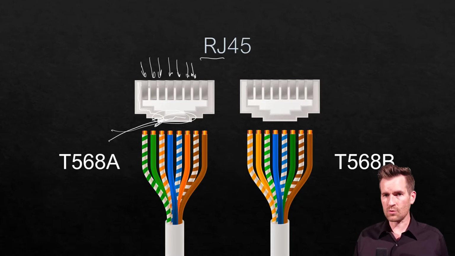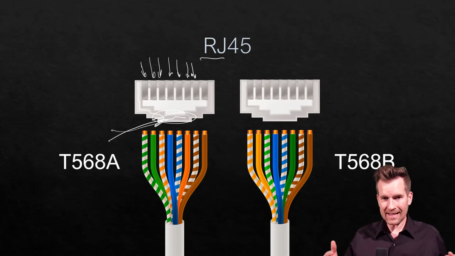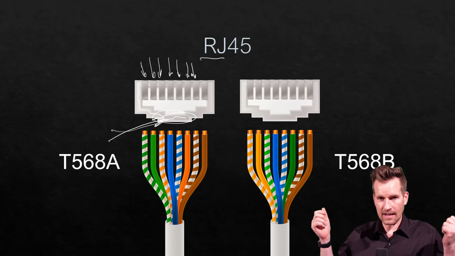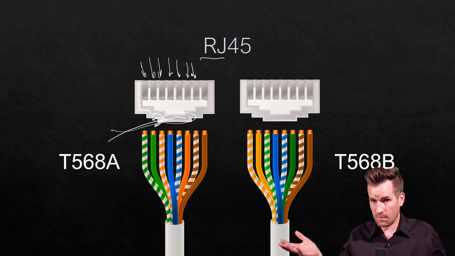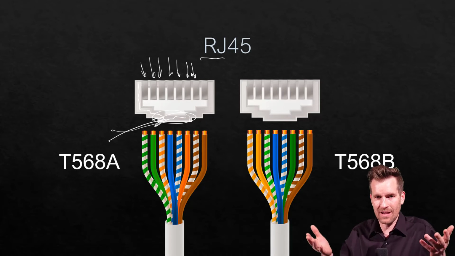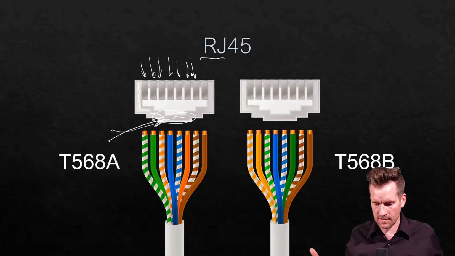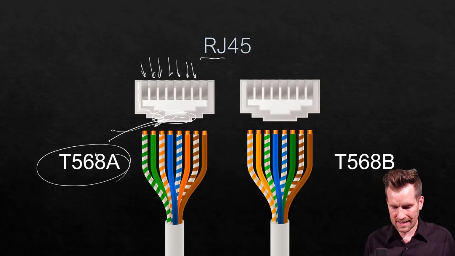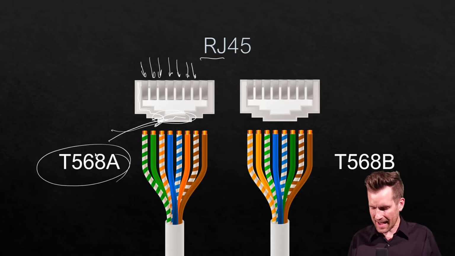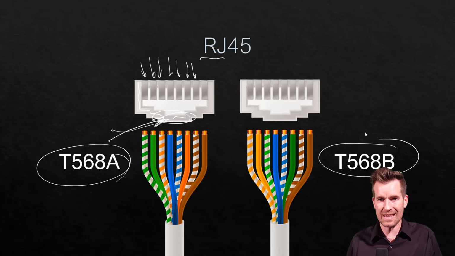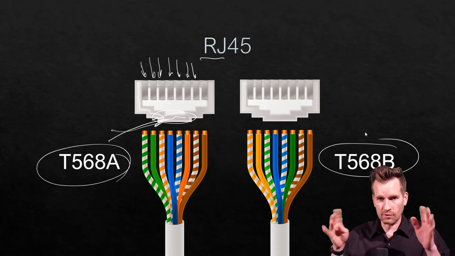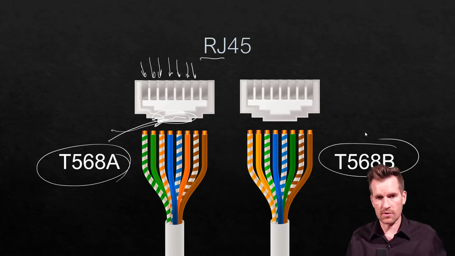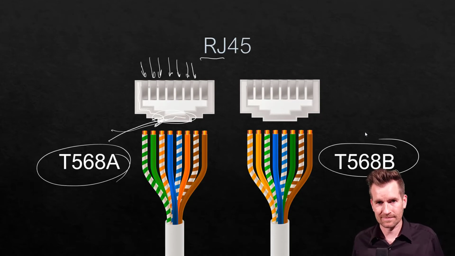And what we do is we have to line up the data lines on each side so that this communication can happen between these two devices. They have to know which pairs they're communicating on. And so that's where we have a couple different standards. T568A and T568B are different pinouts for these RJ45 connectors.